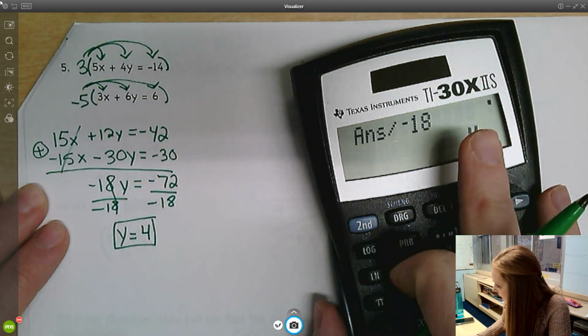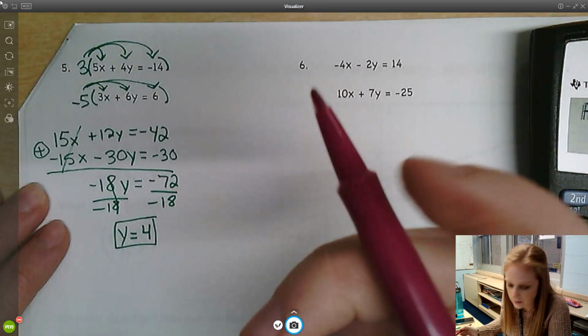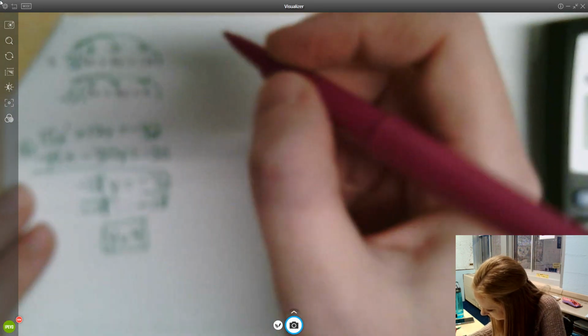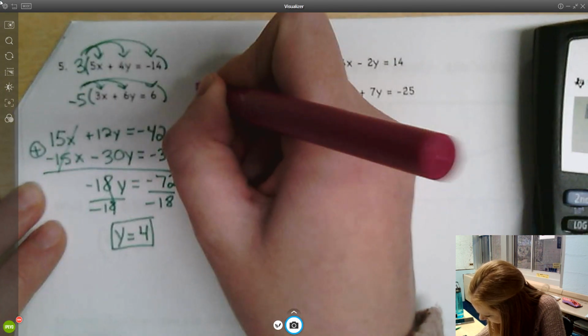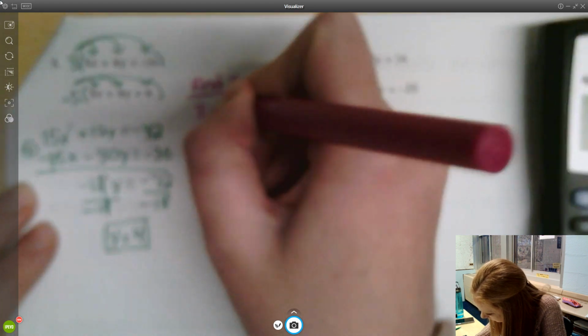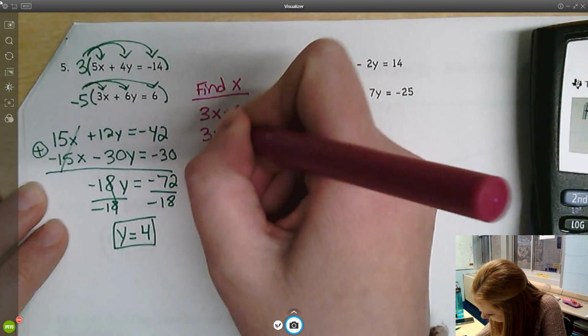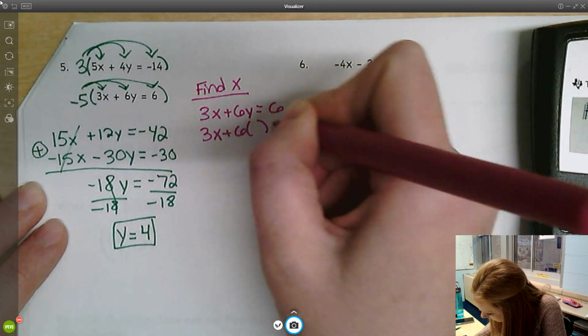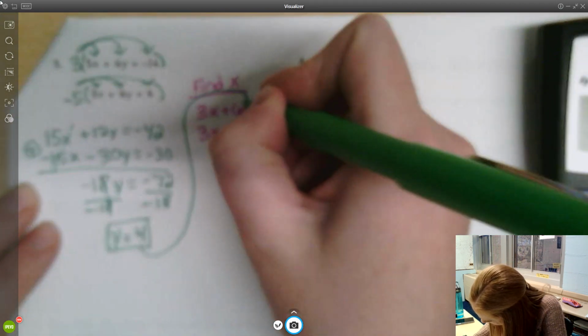All right, now let's find x. So we're going to take our y and plug it back into one of the originals. I think the second original is a little bit easier to work with. So time to find x. 3x plus 6y equals 6. 3x plus 6, let's see what we can plug in for y. We know that y is 4.